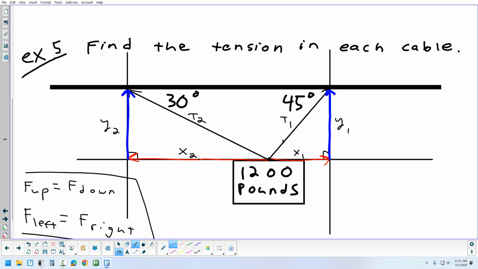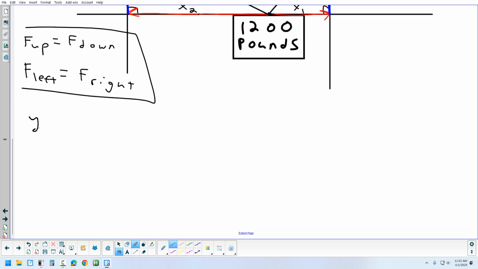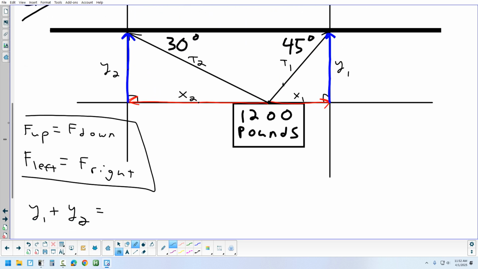So now let's substitute all those names in, along with 1,200 pounds, into our equations. Okay, force up. What's the force up in this picture? Can you be more specific? Y1 and Y2. They're both up, and they're working together. So Y1 plus Y2. That is the amount of force up. What is the force down in this case?